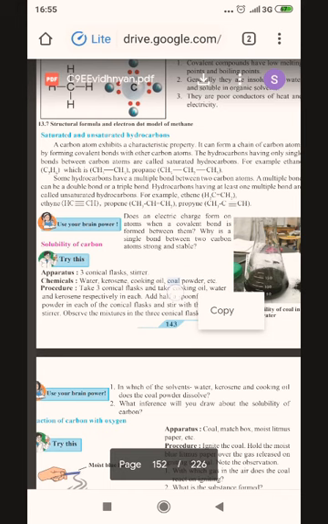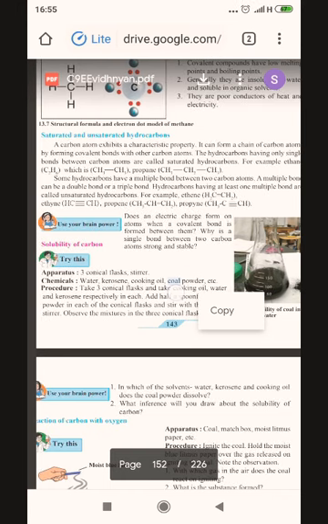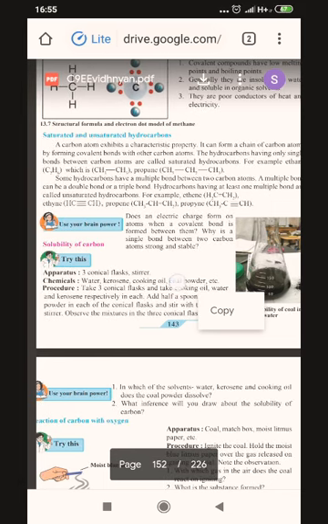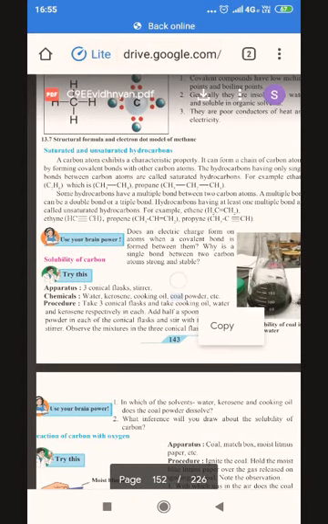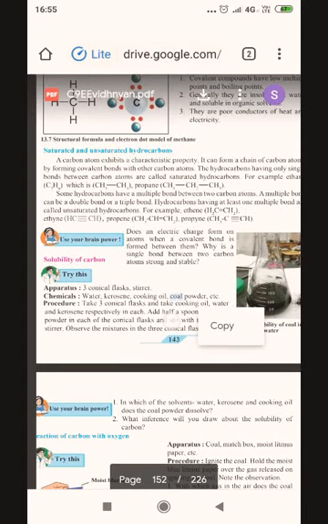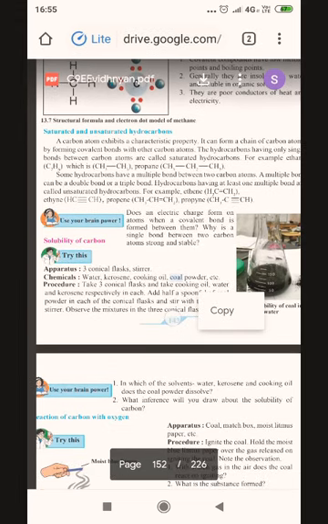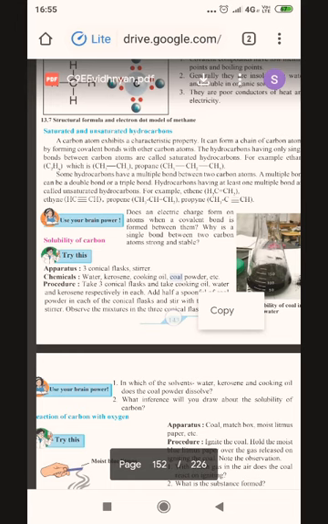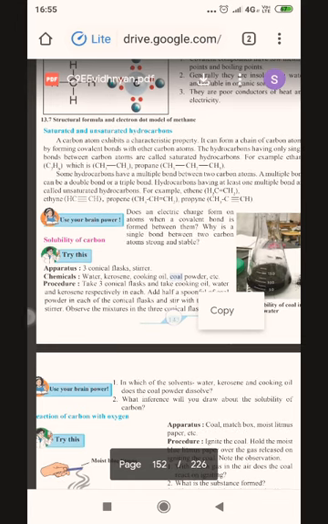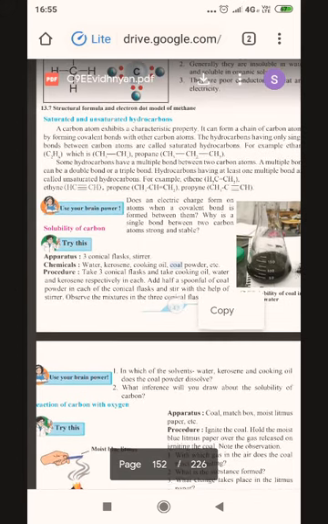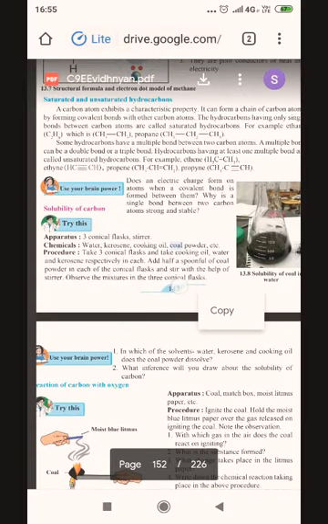Some hydrocarbons have a multiple bond between two carbon atoms. A multiple bond can be a double bond or a triple bond. Hydrocarbons having at least one multiple bond are called unsaturated hydrocarbons. For example, ethene H2C double bond CH2, ethyne HC triple bond CH, propene CH3 single bond CH double bond CH2, propyne CH3 single bond C triple bond CH, and so on.